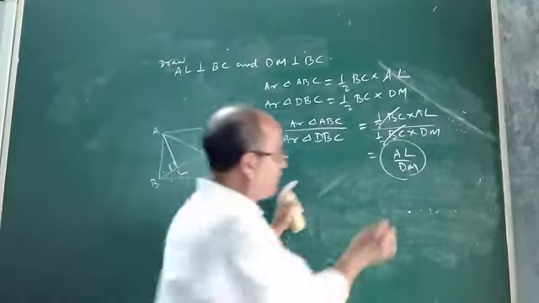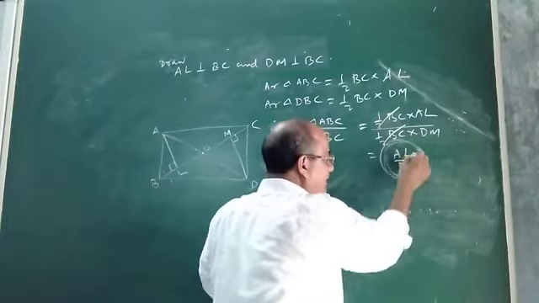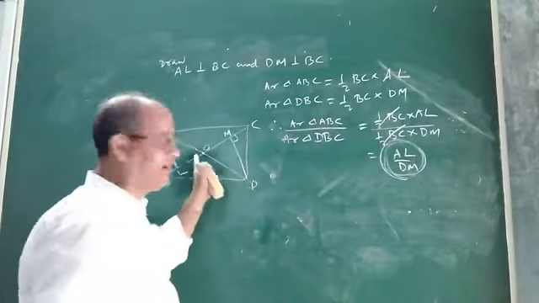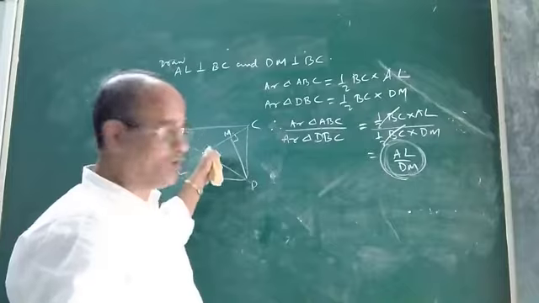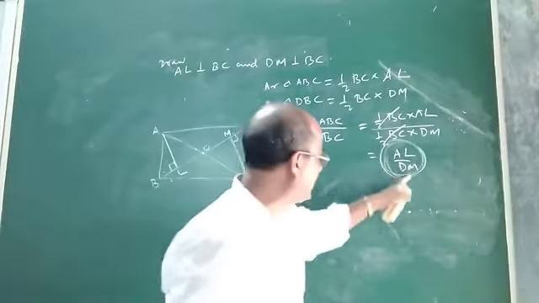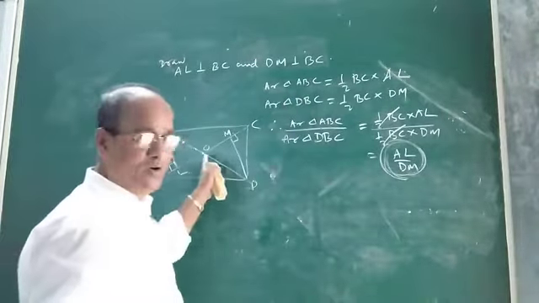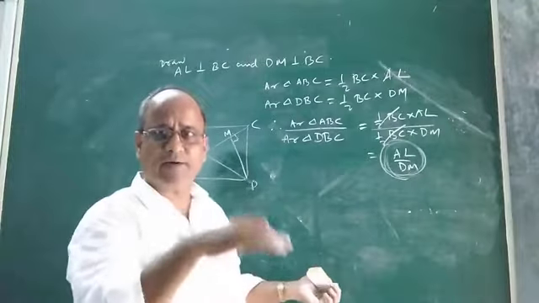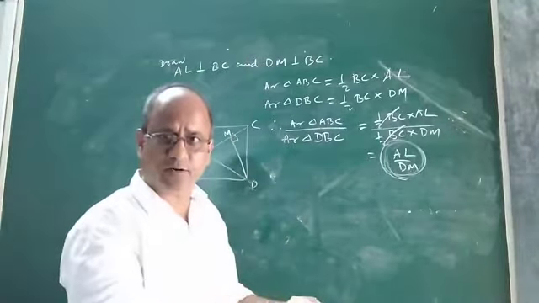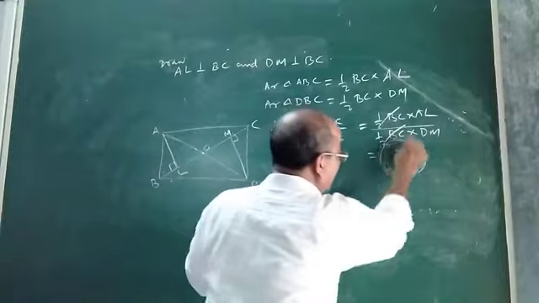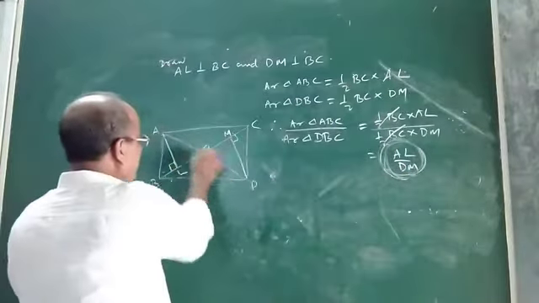That means we have to show that the ratio of AL and DM is equal to AO by DO. So if it can be shown that the ratio of AL and DM is equal to AO by DO, then our objective, our target will be obtained. Now how to prove that AL by DM is equal to AO by DO?